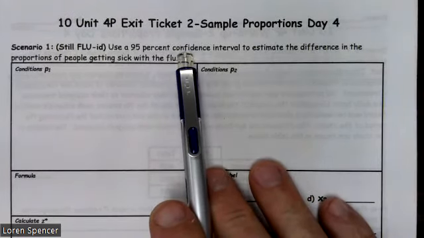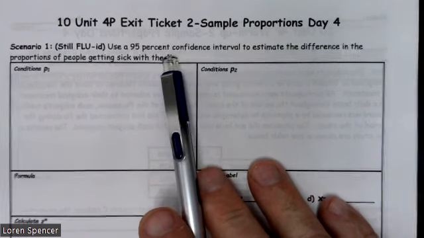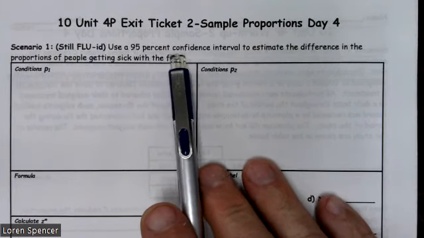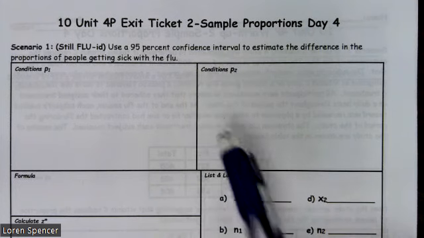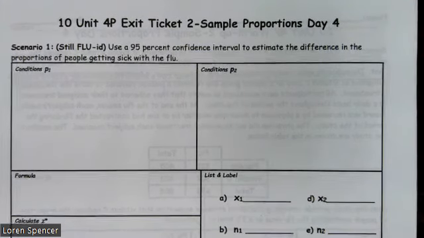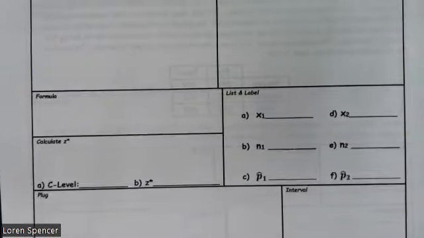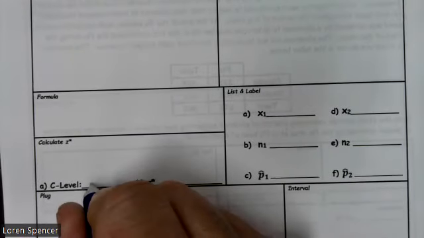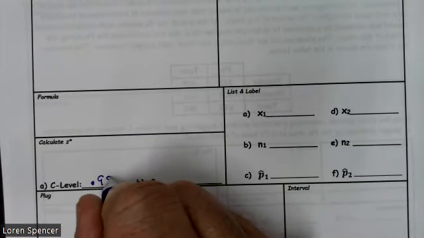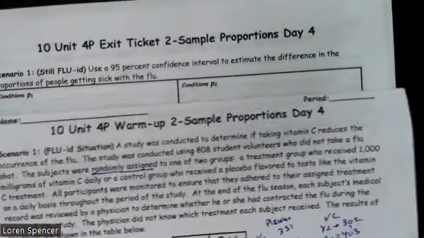It's still a fluid situation, and we're going to be doing our exit ticket. This is going to use the problem from our warm-up. It says use a 95% confidence interval to estimate the difference in proportions of people getting sick with the flu. First off, I'm going to fill in my C level because I already know it's 95%. So 0.95 is my C level, or 95%.